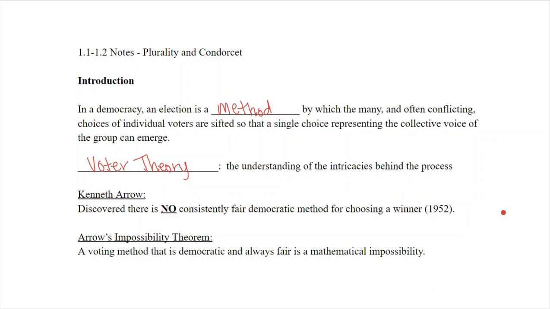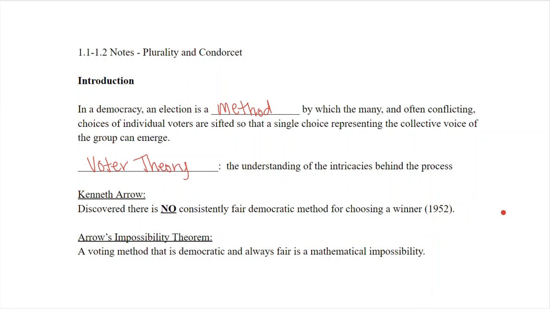And probably the most important thing to keep in mind as we go through this unit is a discovery by Kenneth Arrow. In 1952, he discovered that there is no consistently fair democratic method for choosing a winner, and created Arrow's impossibility theorem, which says a voting method that is democratic and always fair is a mathematical impossibility.